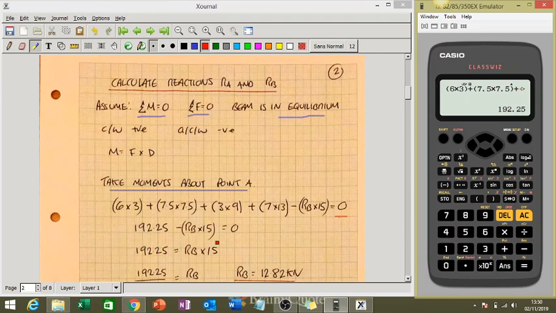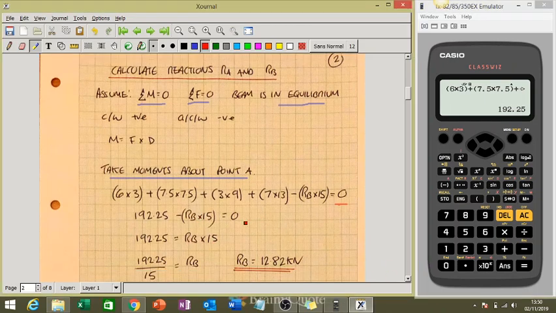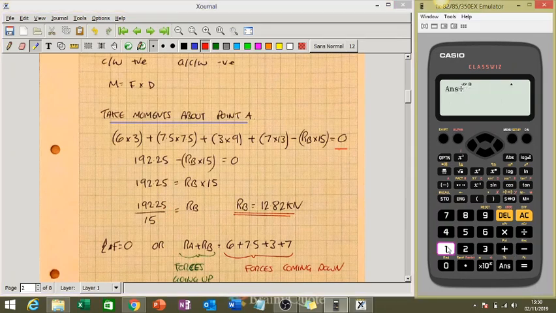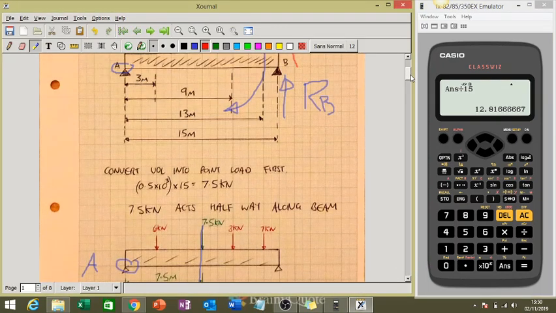Leave that there. Take this negative term over there to make it a bit easier. And then I'm going to bring the 15 down, so divide all of this by 15. That will give us RB. So divide that by 15: 12.81 kilonewtons. Don't forget, these forces are in kilonewtons, so make sure you put it back in. So RB is 12.8, which means there's 12.8 coming up there.